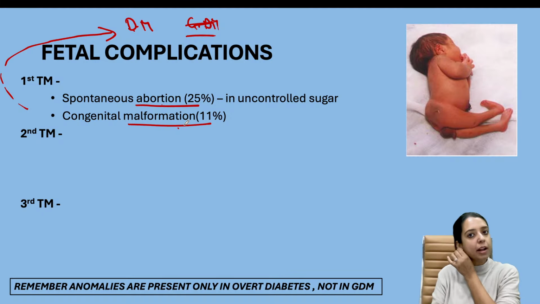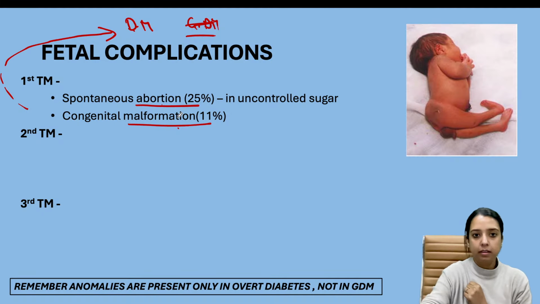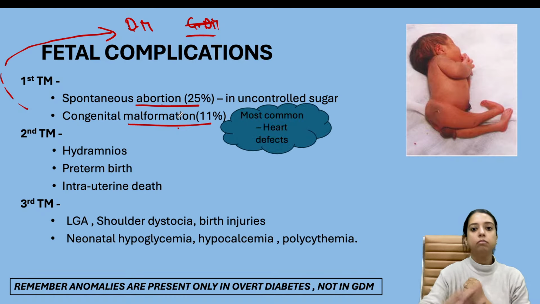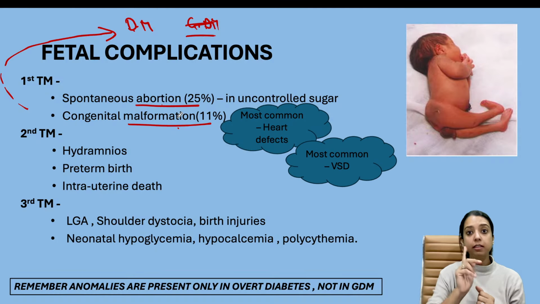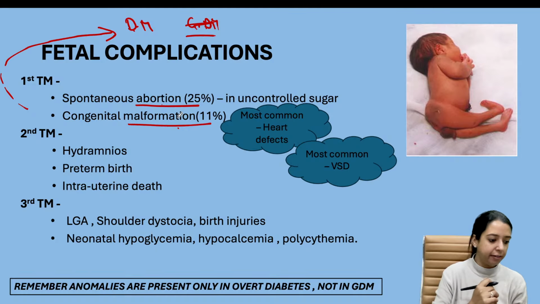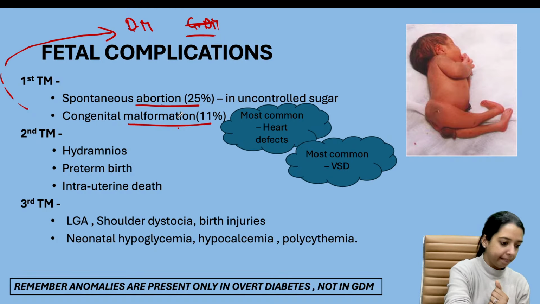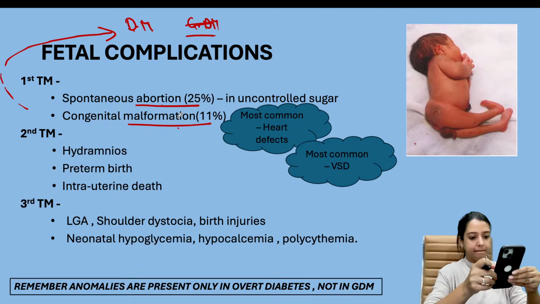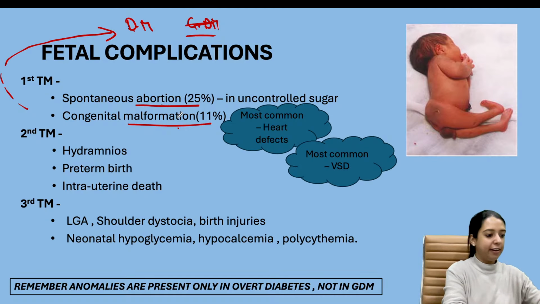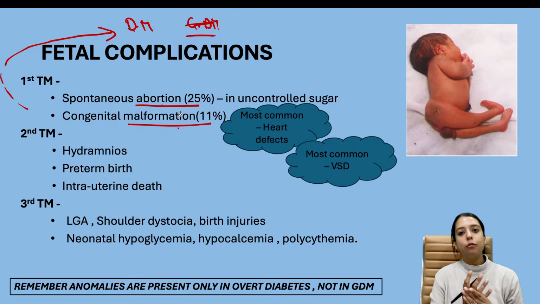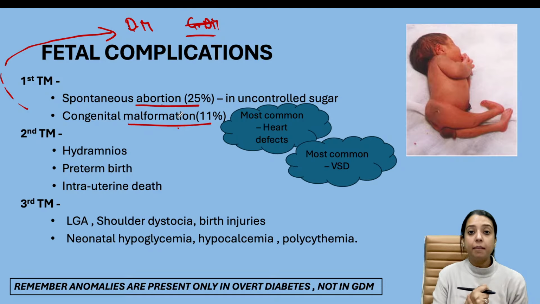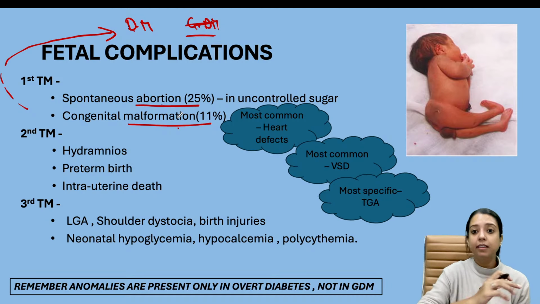The most common malformation in diabetic mother is heart defects. Cardiovascular defect, that too VSD, is the most common. So which is the most common heart defect? What is the most common heart defect that happen in diabetic mother? VSD. The second most common system which is involved in diabetes is neural tube defects.